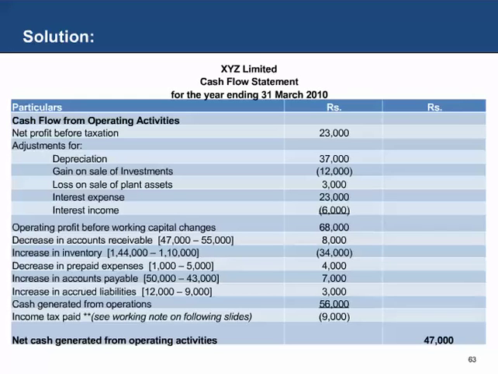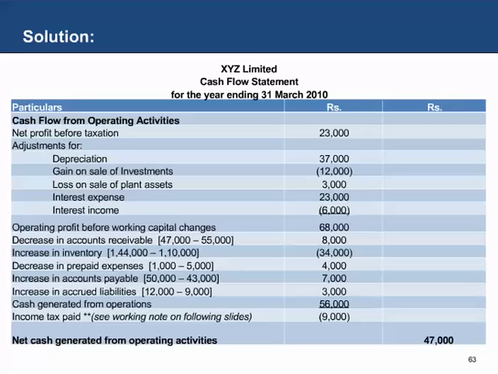Now we'll make adjustment for working capital changes. Decrease in accounts receivable from 55,000 to 47,000 results in a cash inflow of 8,000. Increase in inventory from 1,10,000 to 1,44,000 has resulted in a cash outflow of 34,000. Decrease in prepaid expenses has resulted in a cash inflow of 4,000.